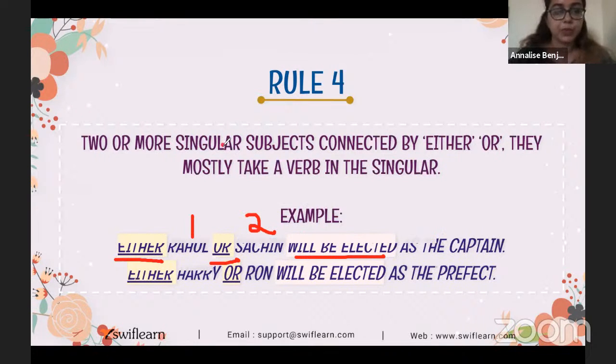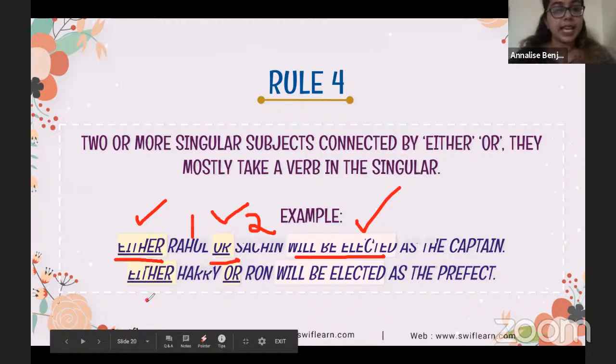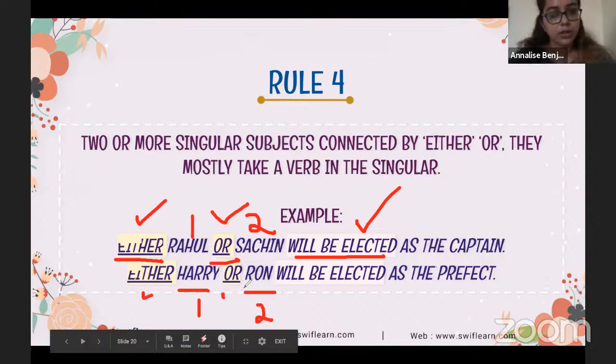Let's break this down. Rahul is one subject, Sachin is the other subject. Both these are connected using either or. Now, because they're connected using either or and both are singular subjects, our verb is also going to be singular. Okay, we look at the second one also. Either Harry or Ron will be elected as the prefect. Again, we have two subjects, Harry and Ron. Both these are connected using either or, so the verb is also going to be singular.